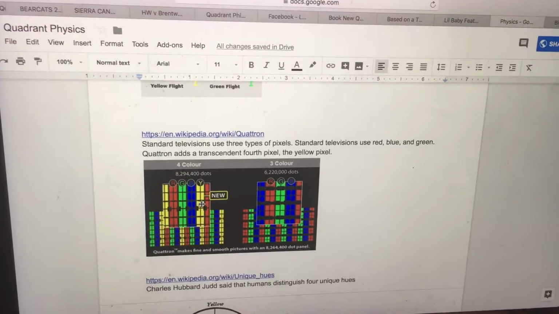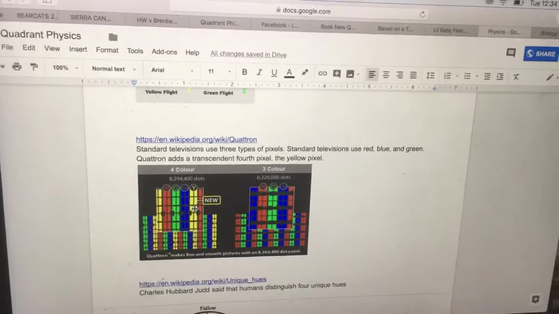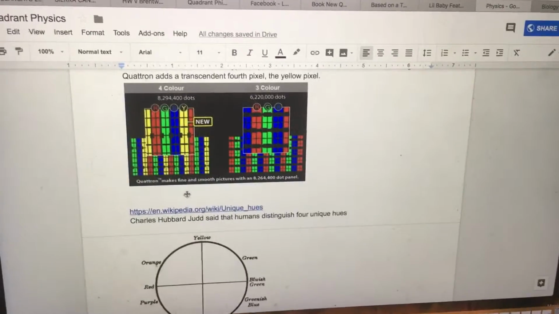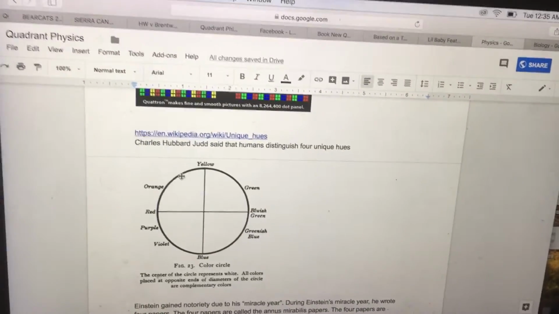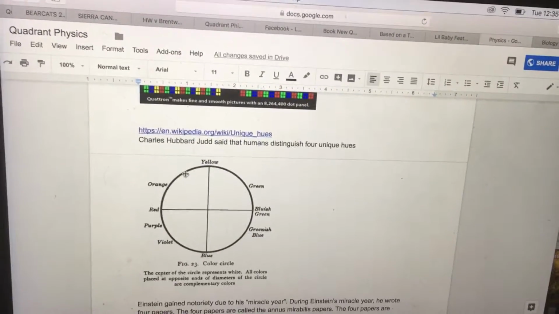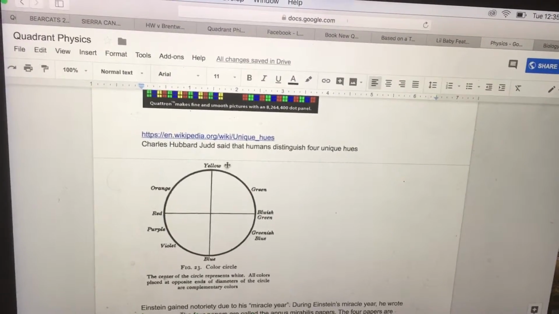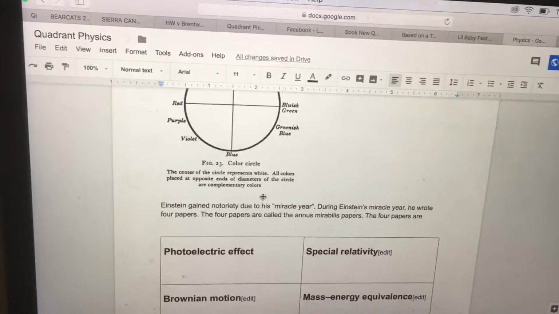Standard television uses 3 types of pixels: red, blue, and green. Quatron adds a transcendent 4th pixel, the yellow pixel. So we're seeing again that 3 plus 1. Charles Hubbard Judd said that humans distinguish 4 unique hues. So here are the 4 hues that Judd proposed.